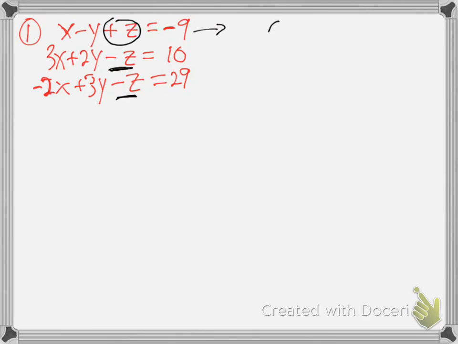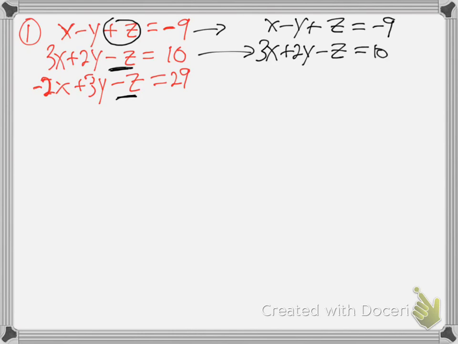So I'll take equation 1 over here, X minus Y plus Z is negative 9, and equation 2, 3X plus 2Y minus Z is 10. The reason I pick these is because the Z's are opposites. If I add them up now, what am I going to get? 1x and 3x is 4x. 2y minus 1y is 1y. And these cancel. And 10 minus 9 is 1.